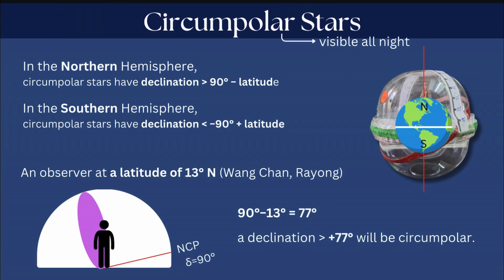Okay, so let's see the example. At Wang Chan, Rayong again, the latitude is 13 degrees north, and as it is in the northern hemisphere, since 90 minus 13 is equal to 77, a star with a declination of more than 77 degrees will be a circumpolar star.